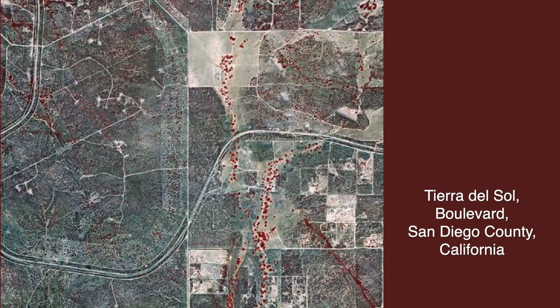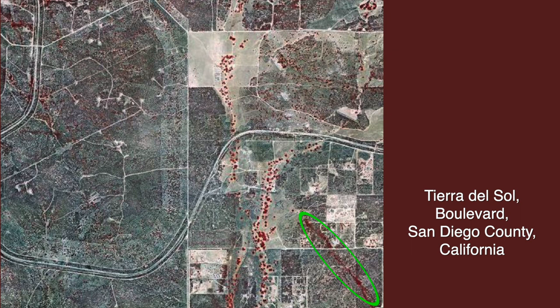This infrared image depicts a portion of Tierra del Sol in eastern San Diego County, California. Two branches of Tierra del Sol Creek are shown, featuring a riparian community of coast live oak, Quercus agrifolia, shown in red color, sparsely populated along the two ephemeral stream channels.